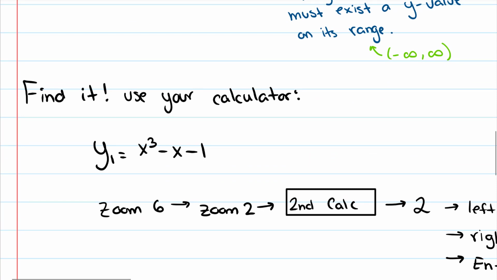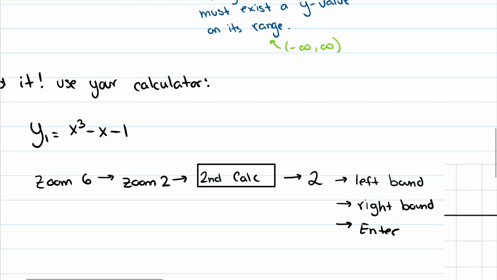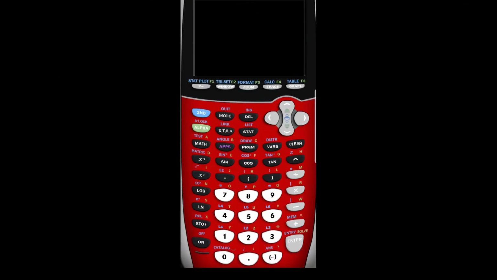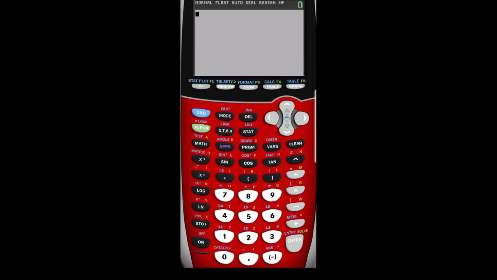So here's a set of instructions that you might want to copy down, and then I'm going to show you how to do it on your calculator. Alright, so on our calculator, we just turn it on, and we're going to graph y1, which is equal to x cubed minus x minus 1, and then we hit graph, and your window might look messed up. Mine's okay, but I'm going to show you how to make it normal if it is messed up.